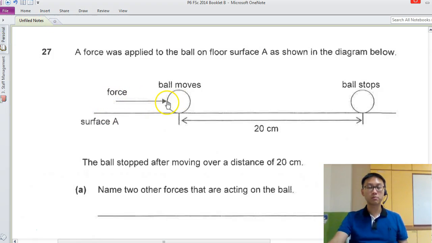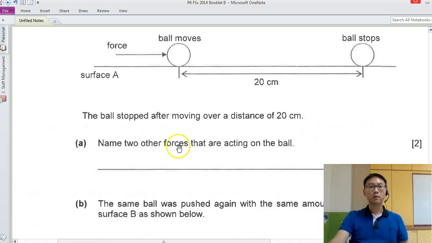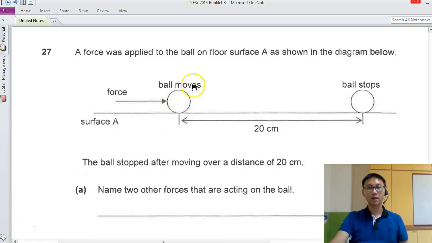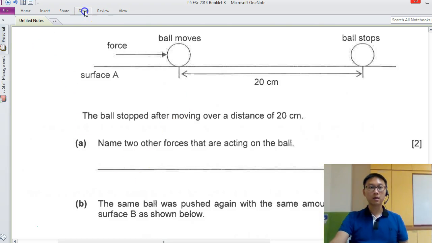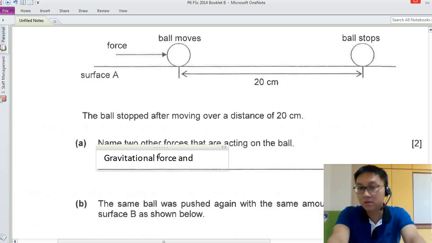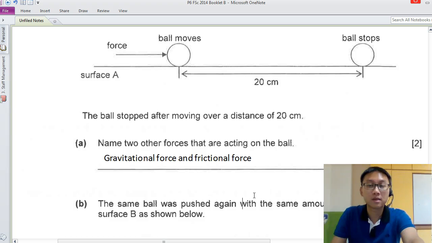Okay, so a force pushes the ball, and after a while, the ball stops. So name two other forces acting on the ball. Other than this force here, what other forces will be acting on this ball? Definitely, gravitational force is always there, because gravitational force is acting on everything. What is the other force? Yeah, when a ball moves, you don't have magnetic force here, but you have frictional force. Frictional force is always there when something is moving.